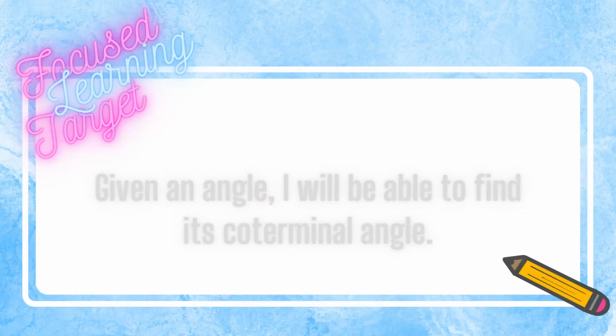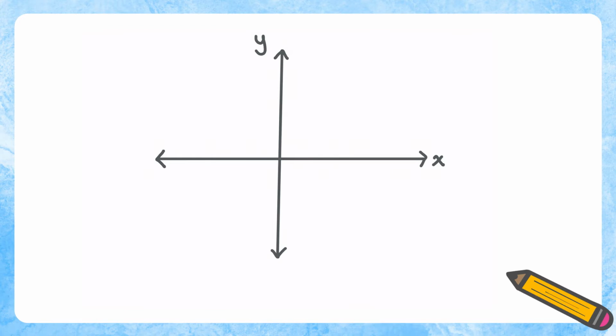Here's today's FLT. Given an angle, I will be able to find its coterminal angle. So today we'll be taking a look at coterminal angles. So in general, we've been looking at angles drawn on a coordinate plane. So here I have the x-axis and the y-axis. Our angles start at the positive x-axis.